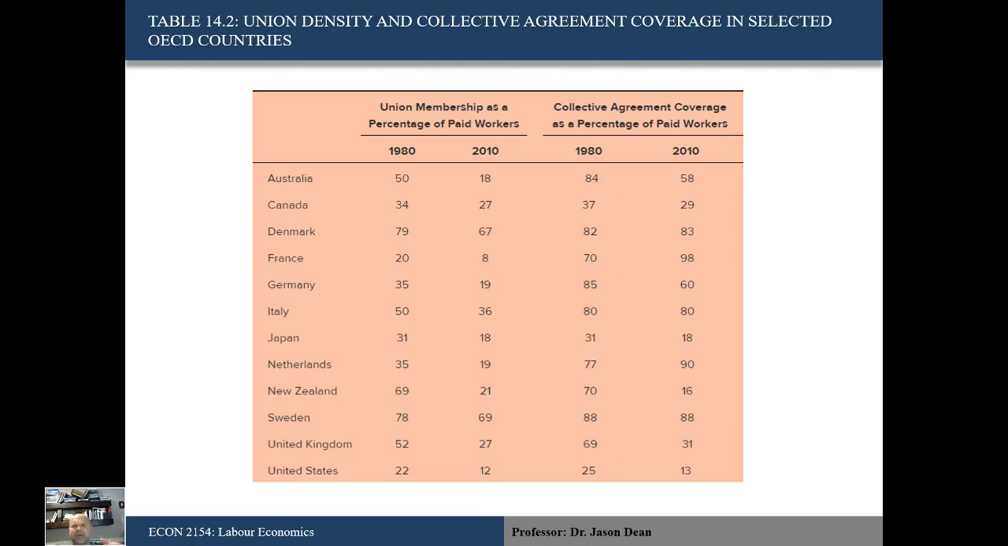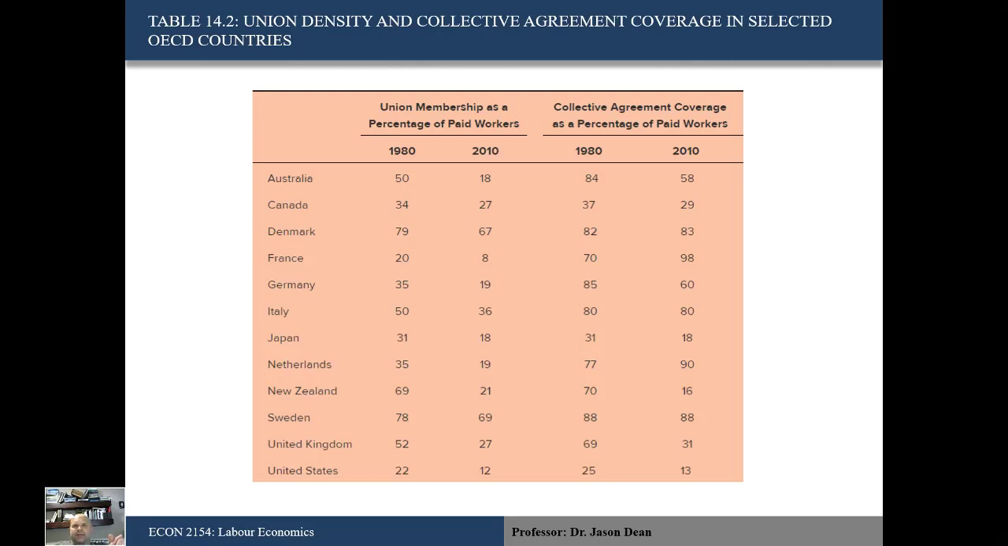There are also some interesting patterns if we look across countries. If we look at Denmark and Sweden, the Scandinavian countries, their unionization rates are much, much higher than Canada. Denmark goes from 79 to 67% between 1980 and 2010, but still it's 67% in 2010. In terms of collective agreement coverage, that's as high as 83% in 2010. And we have similar figures, slightly higher, in Sweden.